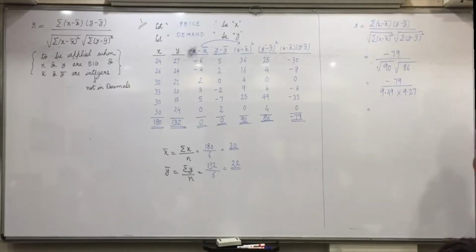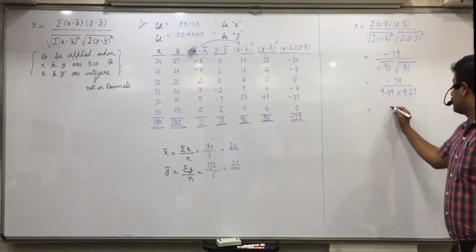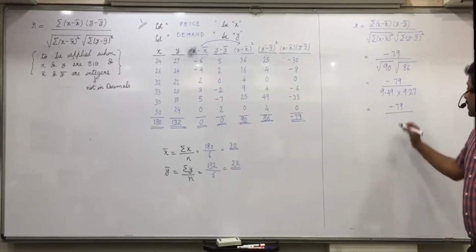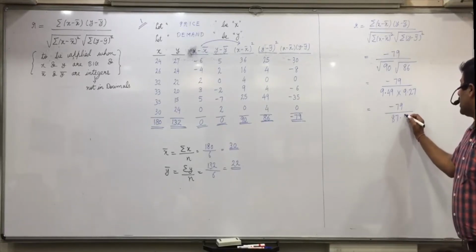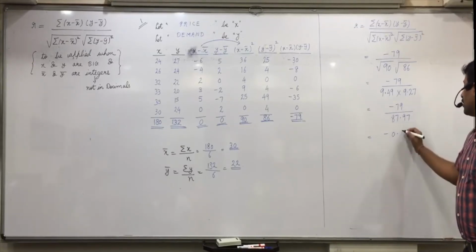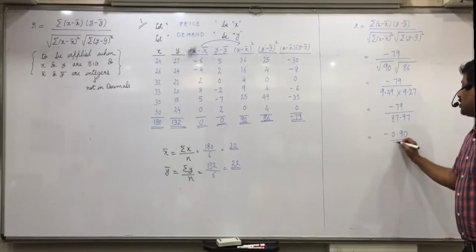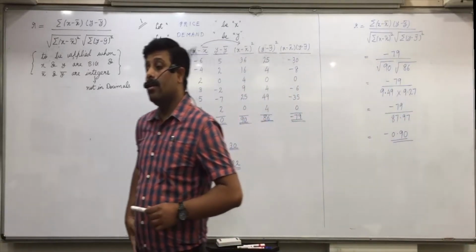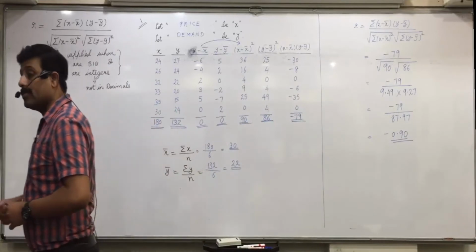Yes. And Jite? So minus 79 upon 87.97. 87.97, minus 0.90. Any confusion in this? Kathy, what will we conclude?